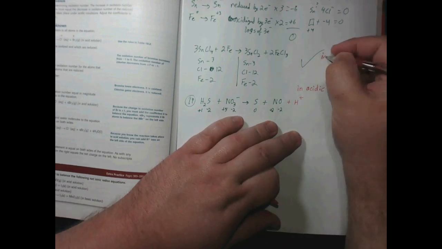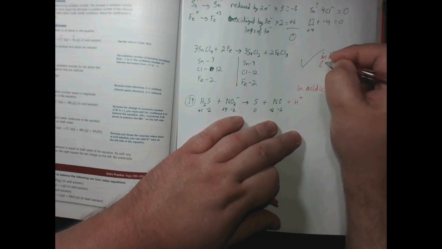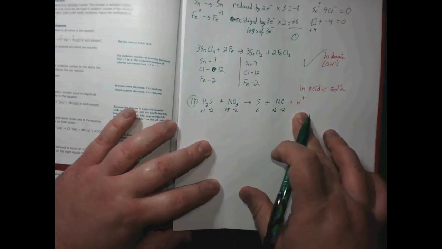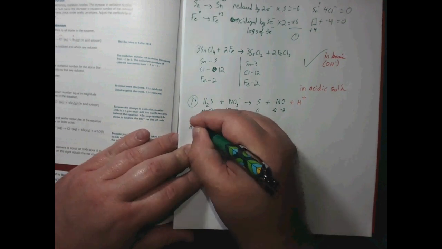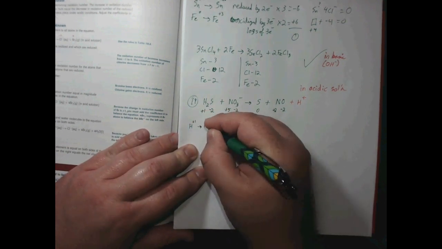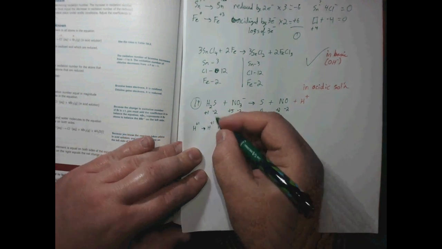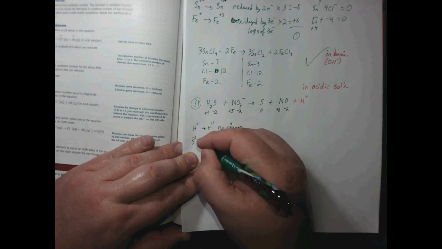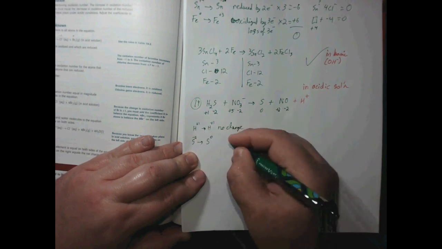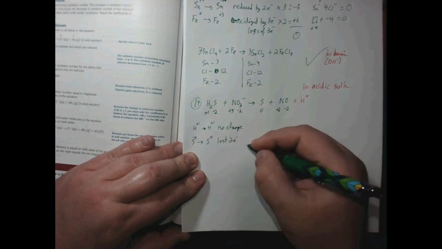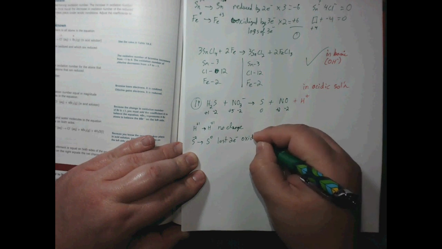Which, by the way, if it was in basic, there would be hydroxide ions added to that side. It's not for this one. Alright, so that's the part that's missing here. So here hydrogen is plus 1 there, and it goes to hydrogen plus 1, no change. Alright, sulfur goes from a -2 to 0. It lost 2 electrons, so it was oxidized.